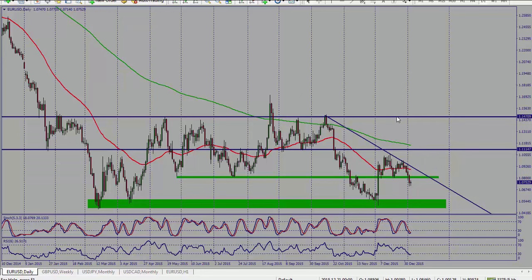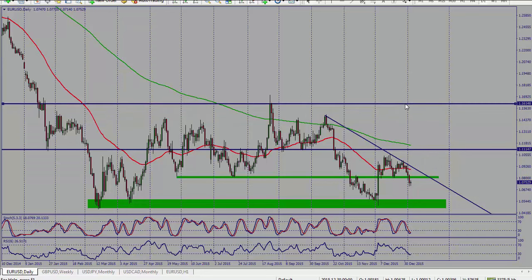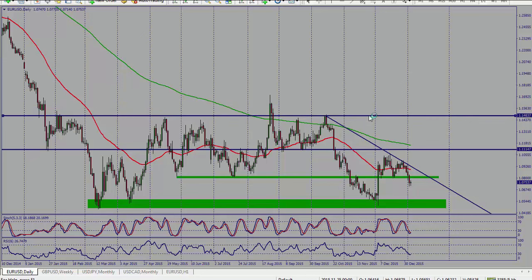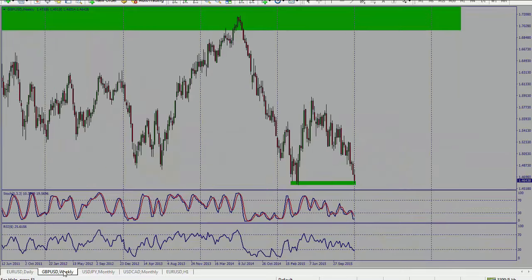If you want to be more conservative, then I'd say you want to go above this level here. So around 1.15. In fact, I'll put it back down to here. Anywhere above this level, 1.15, will be a good place to look for a long. So that's euro dollar. Let's have a look at pound dollar.